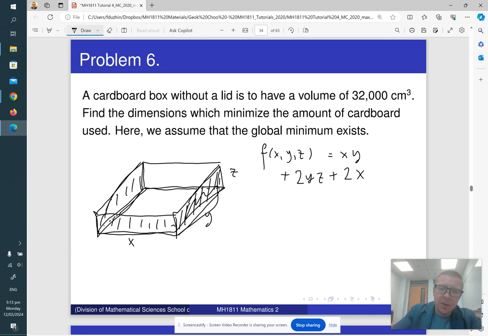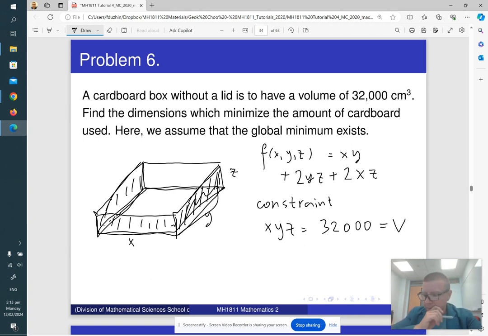And what is the constraint? So the constraint is that the total volume of the box, xyz, equals 32,000 cubic centimeters. Well, I guess for convenience, I will just call it V. All right, and the question is to find the minimum value of the objective function. So notice that we don't need to prove that it exists, so it's just kind of given to us.